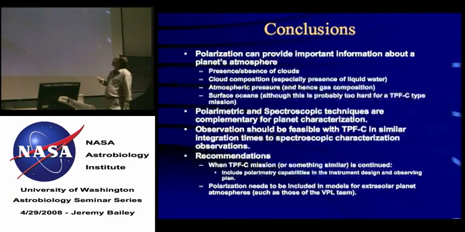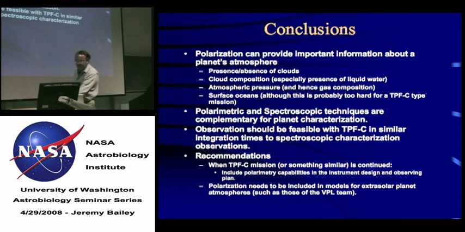So, polarization could provide important information about a planet's atmosphere, the presence or absence of clouds, cloud composition, the atmospheric pressure, and even the presence of surface oceans. Although this, I think, is currently difficult with a mission on the scale of TPF-C. Probably needs an even bigger telescope than that. Polarimetric and spectroscopic techniques are complementary for planetary characterization. They give very different information about the planet. And the observations should be feasible with a mission like TPF-C in similar integration times to spectroscopic observations.